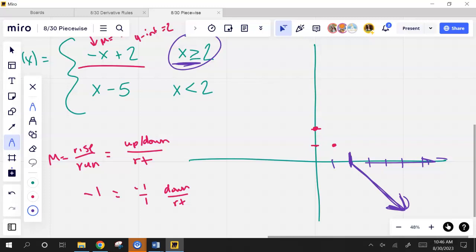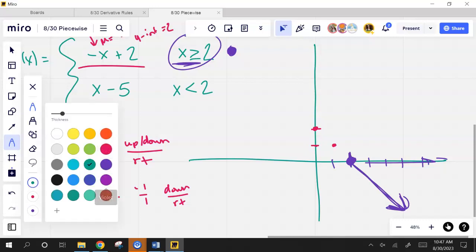All right, let me add one more little thing here. Because there's a line and it includes the starting point, I'm going to do a filled-in dot right here. Okay. Now, let's look at the second one, because if you didn't understand the first, that's okay. Stay with me, because I hope you'll understand this other one.